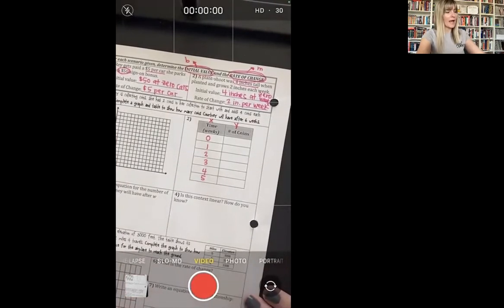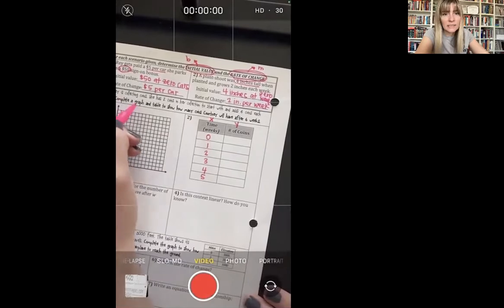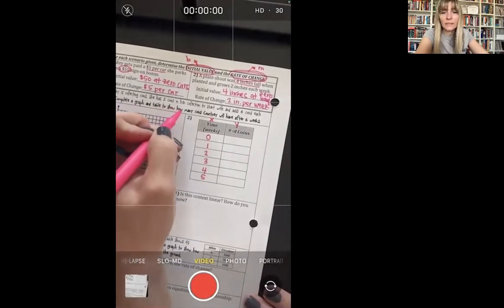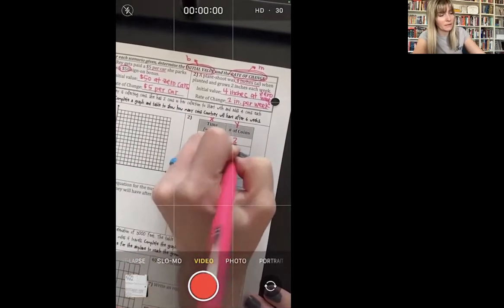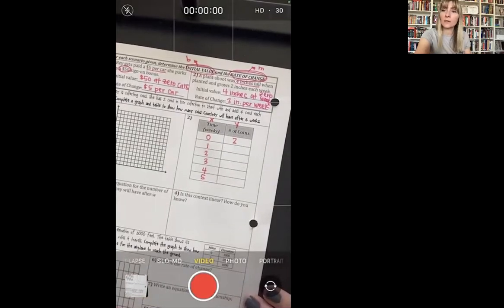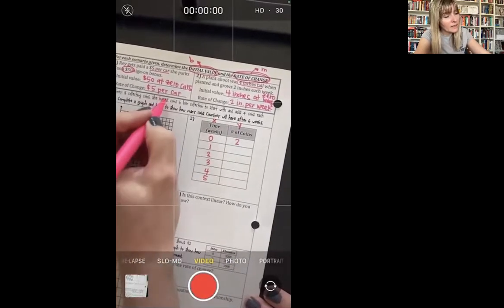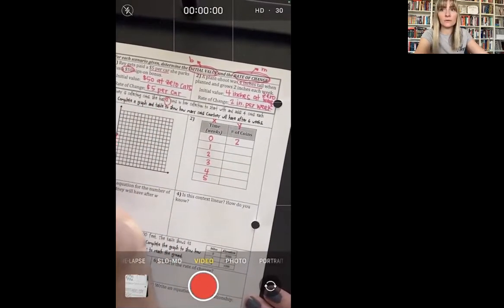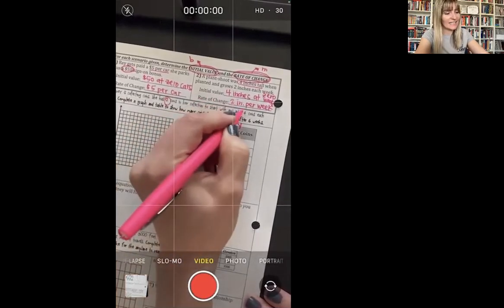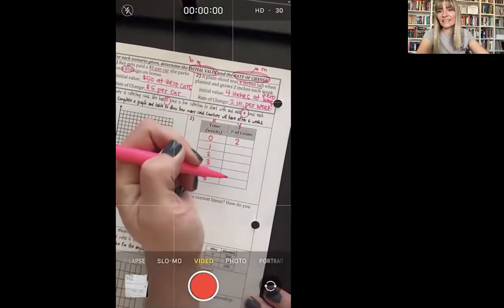Okay, so at time 0, let's read this again. Courtney's collecting coins. She has 2 coins in her collection to start with. That means at week 0, she has 2 coins. Okay, then it says she adds 4 coins each week. The 2 is my initial value. The 4 is my rate of change.